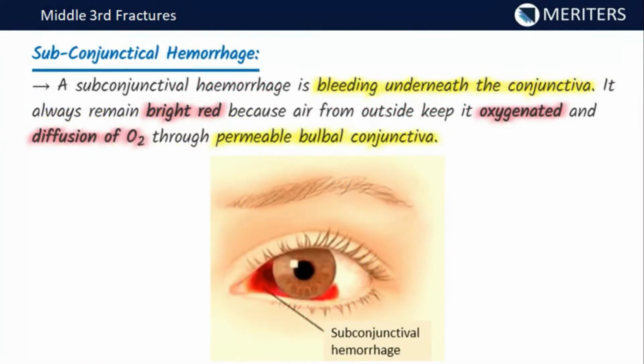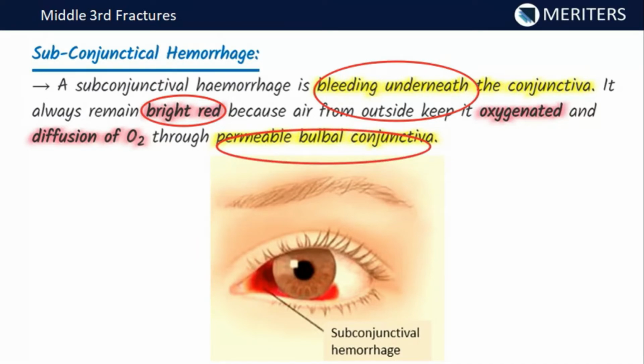Now what is subconjunctival hemorrhage? Basically this is a bleeding behind the conjunctiva, so bleeding underneath the conjunctiva leads to the red colored eye in the medial portion mostly. And the important thing about this is it always remains bright red because air from outside keeps it oxygenated, and diffusion of oxygen through the permeable bulbar conjunctiva keeps it oxygenated and it looks bright red.